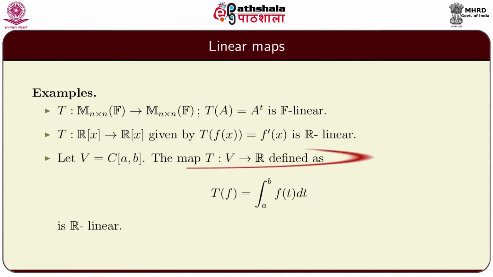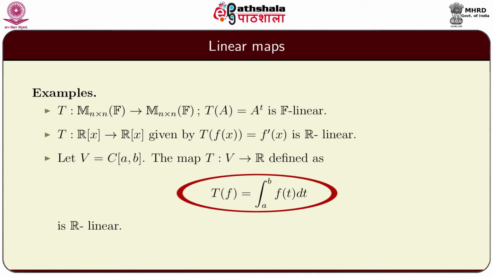The next example is the integral operator on the vector space of continuous real valued functions on the closed and bounded interval [a, b], denoted by C[a, b], and T is defined as T(f) = integral from a to b of f(t) dt. This is also R-linear, and first of all T(f) is defined because every continuous function on a closed and bounded interval is Riemann integrable, and therefore one can define Tf, and it is indeed R-linear.